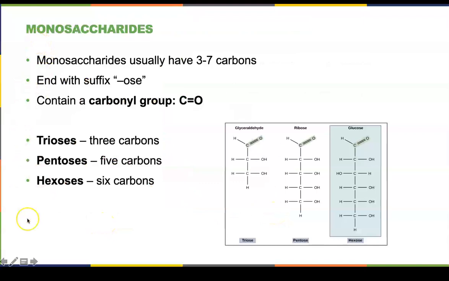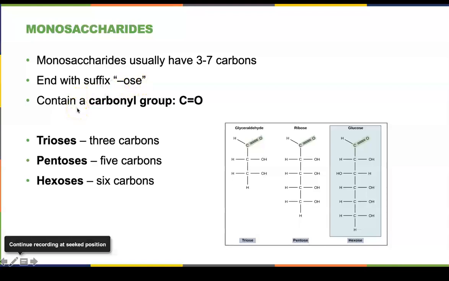Let's go on and talk a little bit about monosaccharides. Monosaccharides are the monomers of carbohydrates, so they're the repeating subunits. They usually have 3 to 7 carbons. The ones that we'll talk about always have between 3 and 6. We will see that monosaccharides and disaccharides end with the suffix ose, O-S-E. And we'll look at some names of those in just a minute.